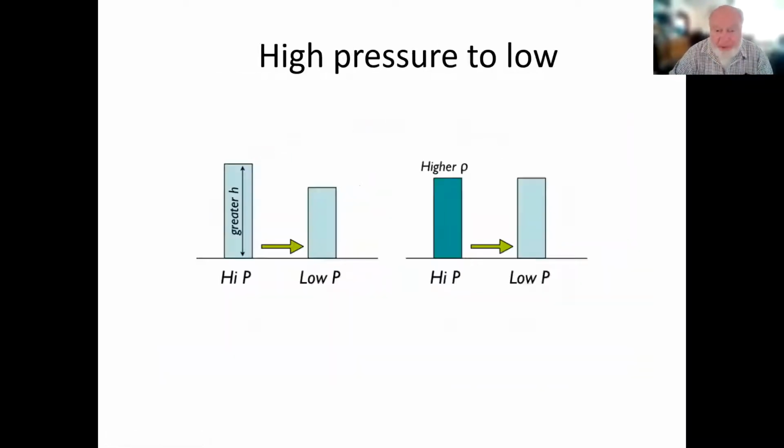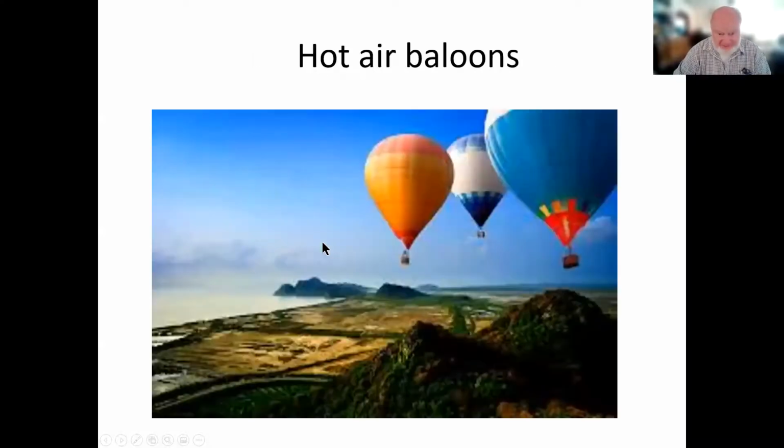And this is going to be important. Lastly, the Earth wants to equalize everything. So air molecules run from high pressure to low pressure. And that flow of molecules is called wind. So wind blows from high pressure to low pressure. That's the end of our physics lesson.